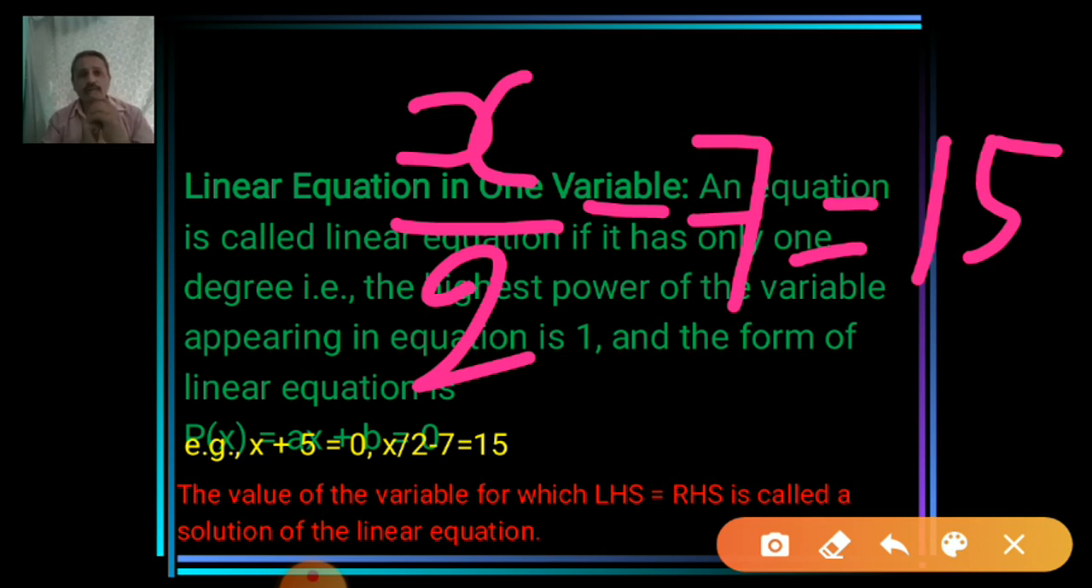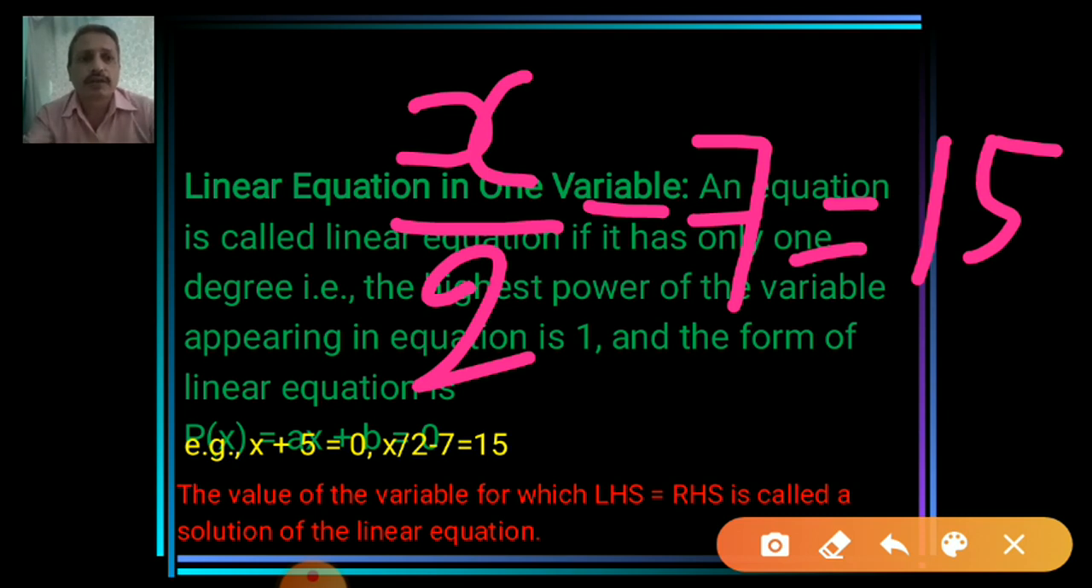Linear means only x, not x square, x cube, etc. It has only 1 degree. The value of the variable for which the left hand side and right hand side are equal is called a solution of the linear equation. My dear students, if you put the value of x which gives us both sides equal, it is the solution of the linear equation.